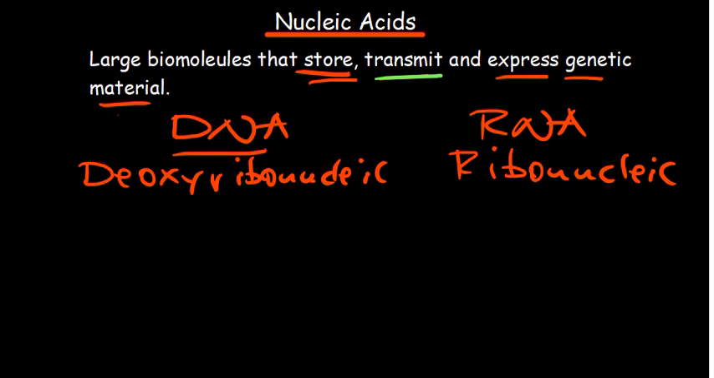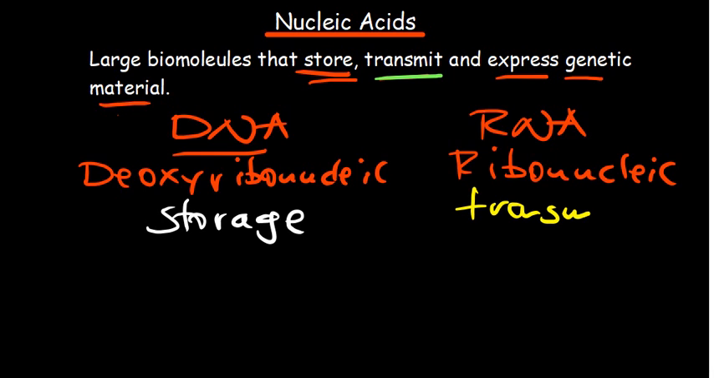DNA is more involved with the storage of the genetic information. RNA is more involved with the transmission, and it also helps in the expression of the genetic material: transmission and also expression. The structure of DNA allows it to store the genetic information about you, and that's why it's the most famous one, most renowned to people. DNA is what stores information about you.